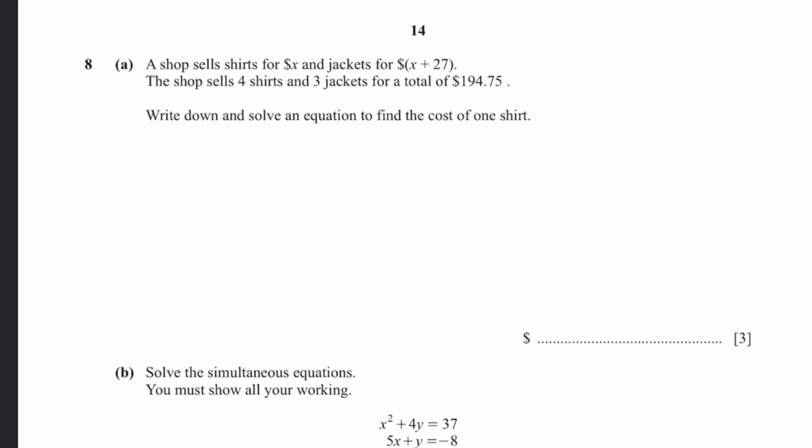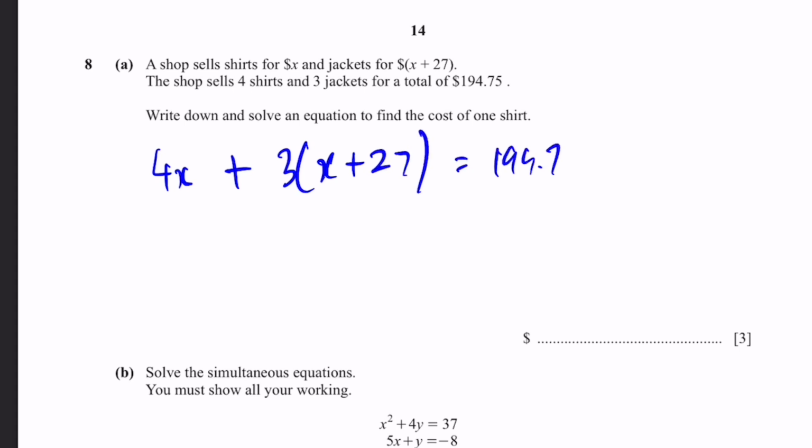Question 8a. A shop sells shirts for x dollars and jackets for x plus $27. The shop sells 4 shirts and 3 jackets for a total of $194.75. Write down and solve an equation to find the cost of one shirt. So we sell 4 shirts, that will be 4x, plus 3 jackets, which is 3 times (x plus 27). That's 194.75.